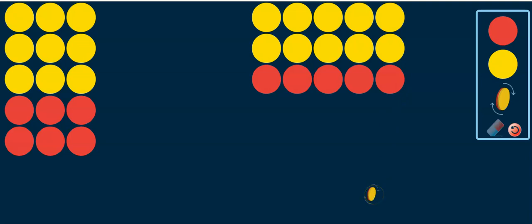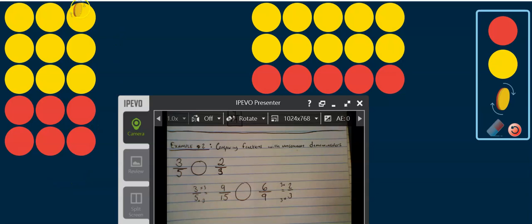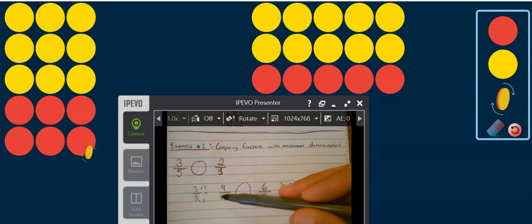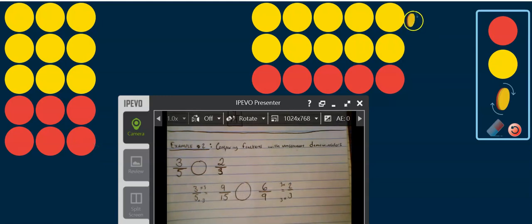Let me show you what that looks like in the original math problem. So in the original problem, I had 3/5, which we had over here, which 3 groups of 5, when multiplied by 3, is equivalent to 9 individual chips out of 15. 9/15 is the equivalent fraction of 3/5. We did the same thing to this fraction over here.